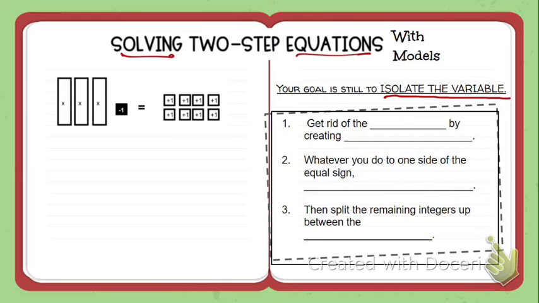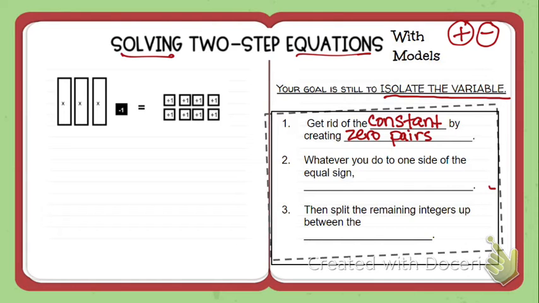So, first rule is get rid of the constant. Okay, that's this number right here, by creating zero pairs. Do you remember from last year, the zero pairs? Remember, a zero pair, we saw it as a positive integer and a negative integer that cancel each other. It's like positive 1 and negative 1. They have a sum of 0.